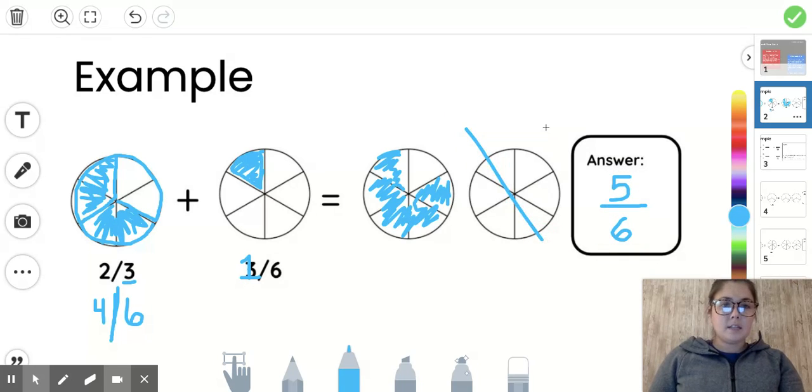I didn't even need this one. I didn't go over one, so I didn't need to use that. So 2/3 is equivalent to 4/6, and 2/3 plus 1/6 equals 5/6.